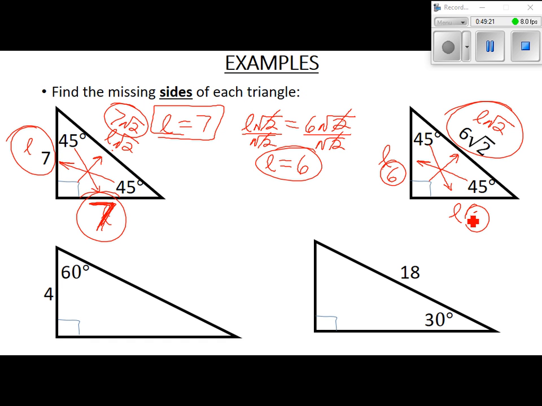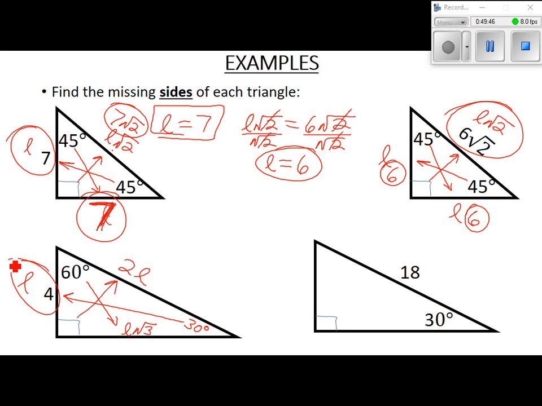Next one. First thing, what's this angle down here? 30. The side across from the 30-degree angle gets labeled what? L. The side across from the 60-degree angle? L times the square root of 3. The side across from the right angle? 2L.